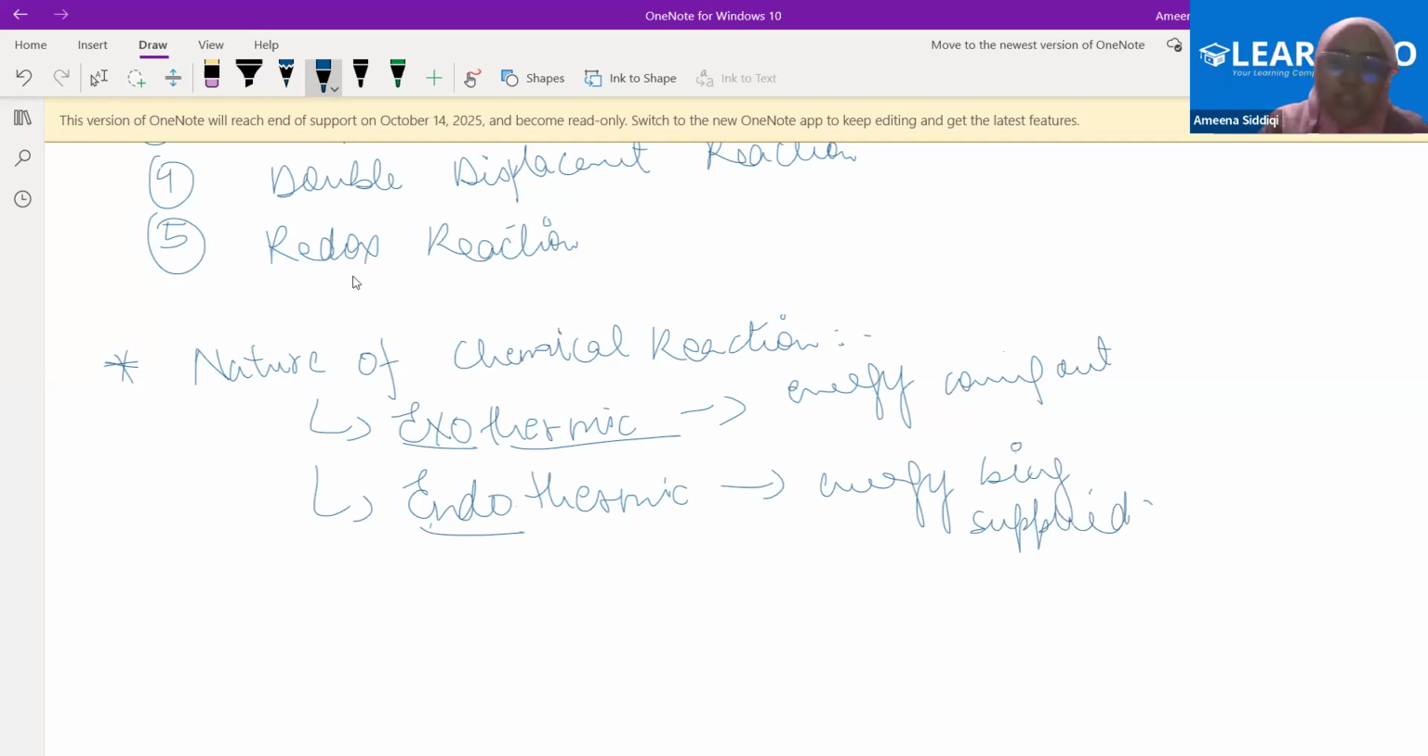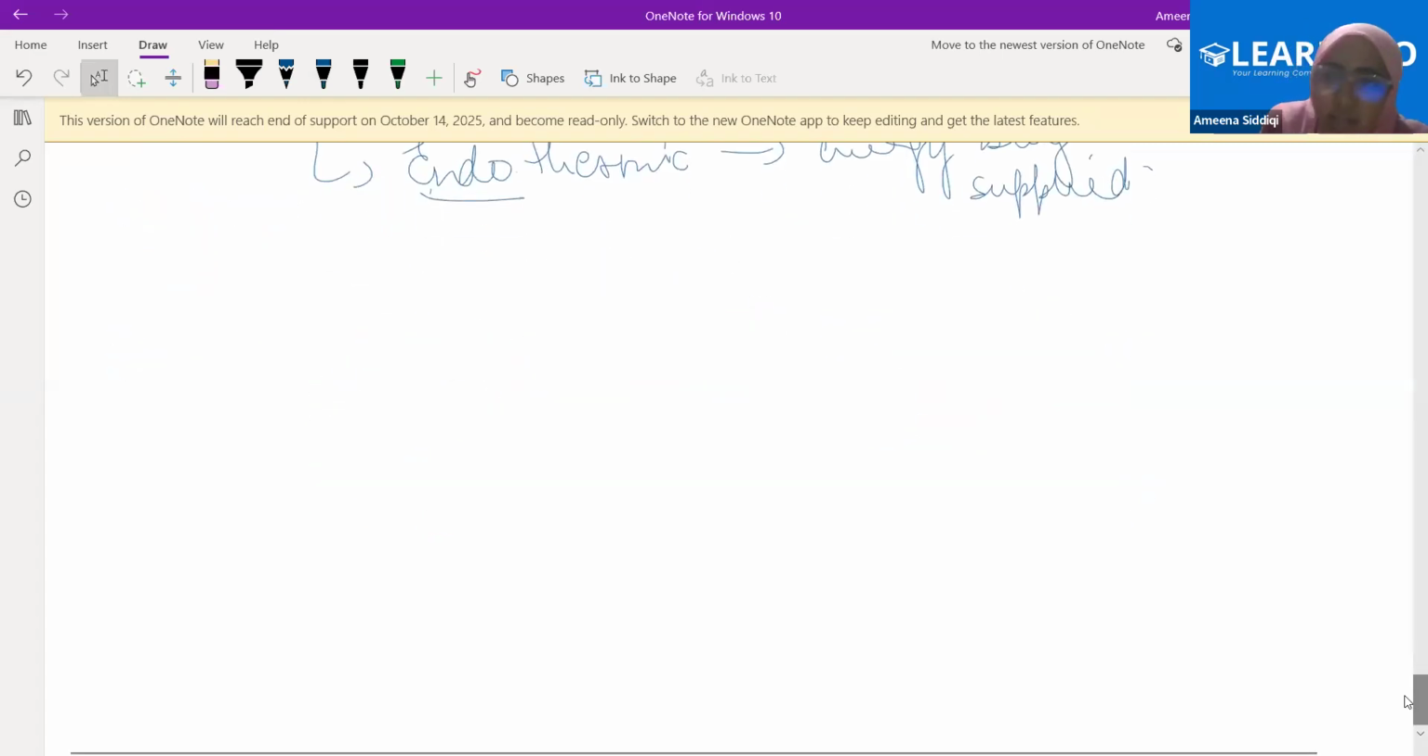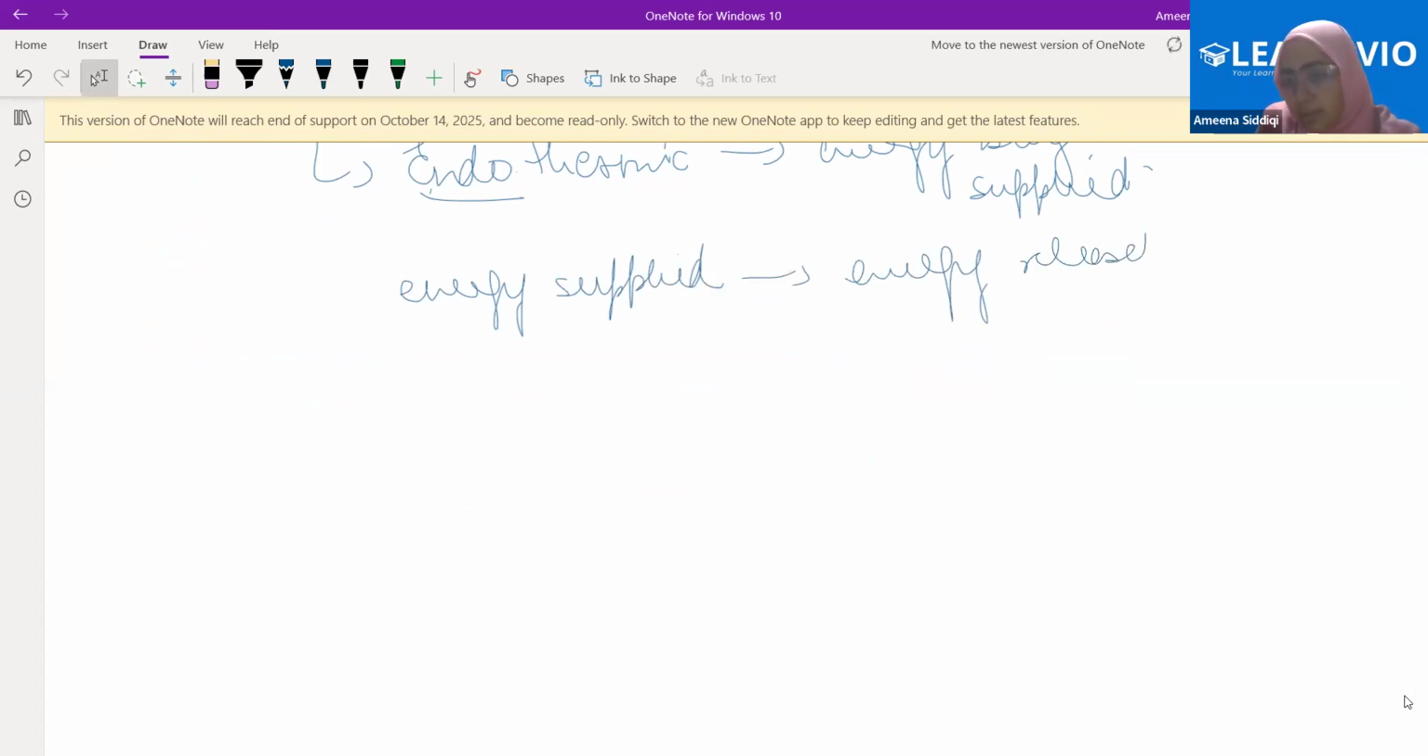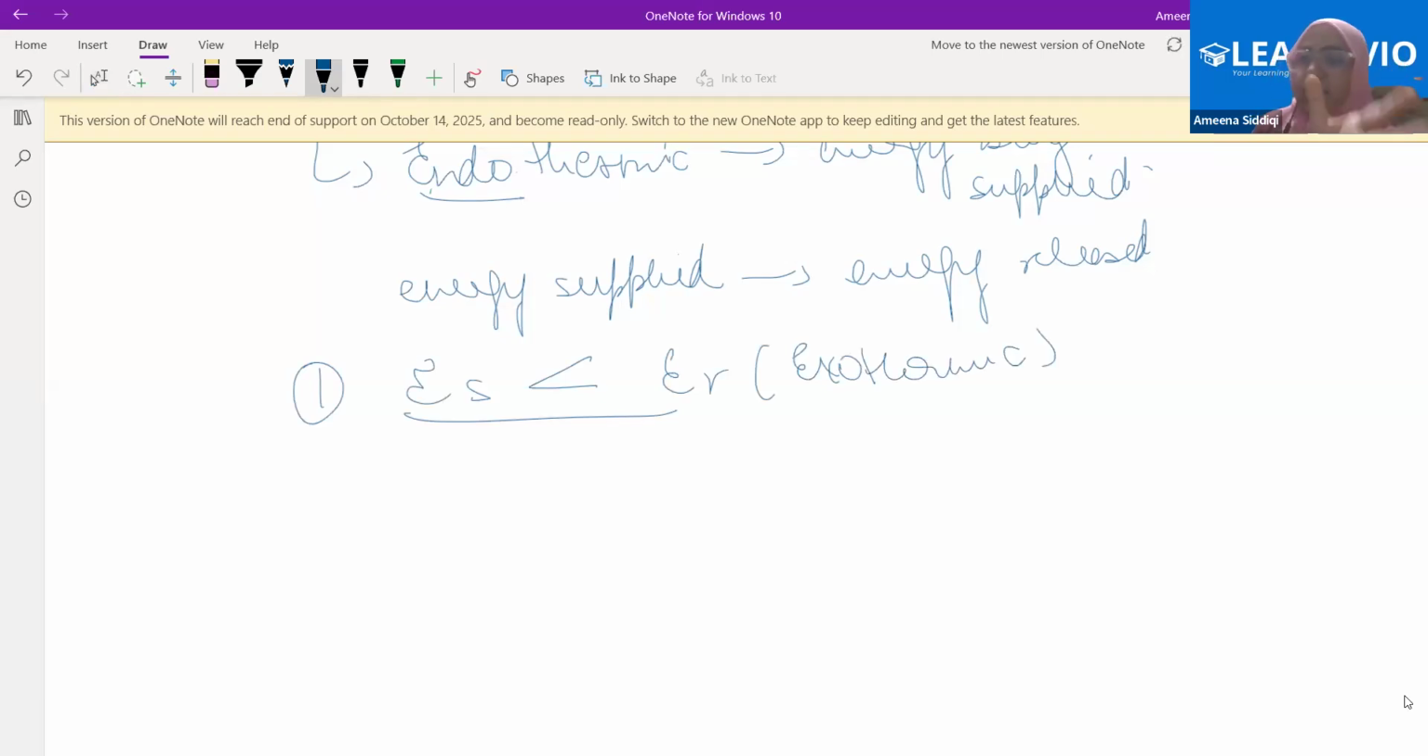Now, a very important point here, bache. In every reaction, some energy is supplied and some energy is released. There are two scenarios. One is energy supplied is less than the energy released, so the net energy is more which is released than the one which has been supplied. So can I call this exothermic? The energy is coming out.